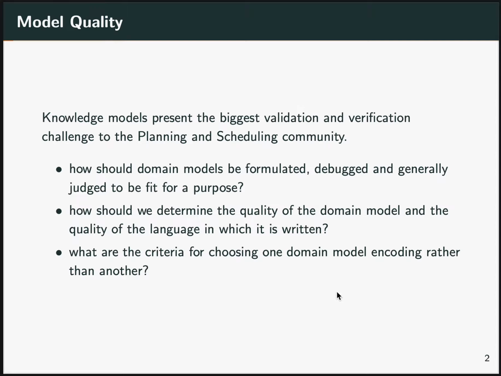And these knowledge models present the biggest validation and verification challenge to the planning and scheduling community. Questions like how should domain models be formulated, debugged, and judged to be fit for the purpose? How can we determine the quality of a model and to some extent the quality of the language in which it is written, which is leading to the question of how can we compare different models and how can we decide among two models which are equivalent under some form, the best one to pick up. And that's why we are focusing on this quality of the models in order to find solutions to the questions and support then the work of knowledge engineers.